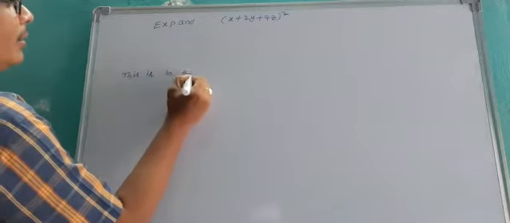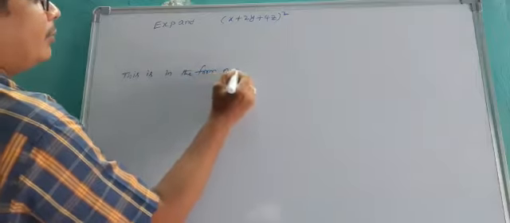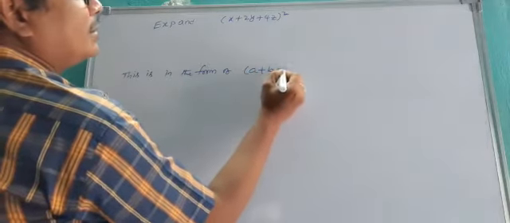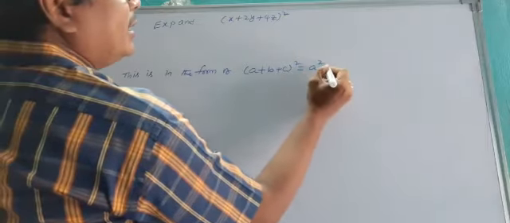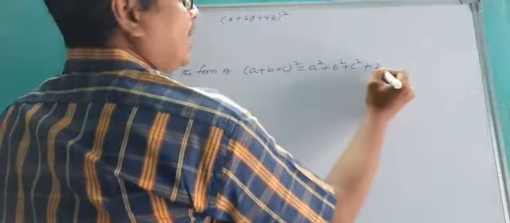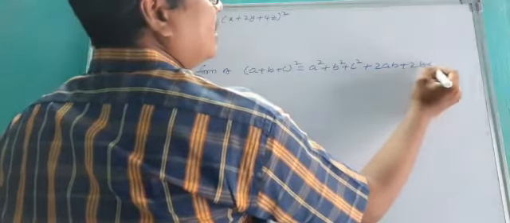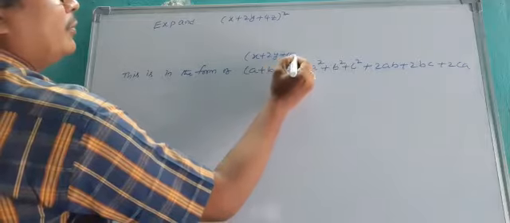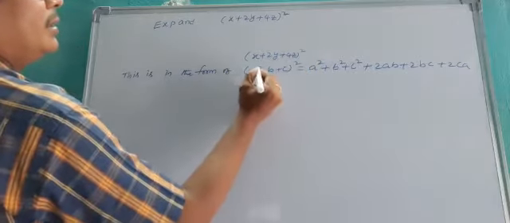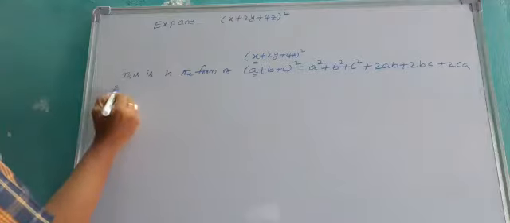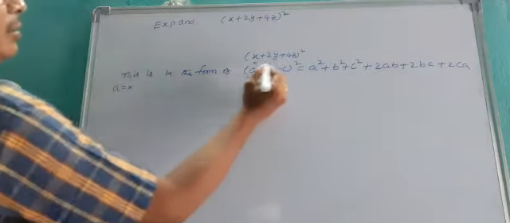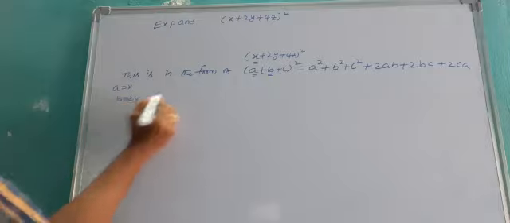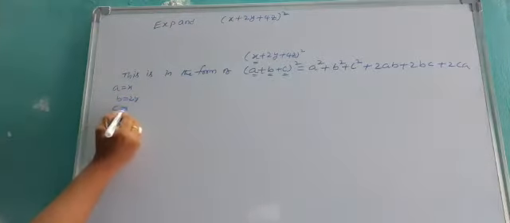This is in the form of (a + b + c) whole square equal to a square plus b square plus c square plus 2ab plus 2bc plus 2ca. Okay, so you observe it. (x + 2y + 4z) whole square. Okay, here a equal to x, and b equal to 2y, and c equal to 4z.